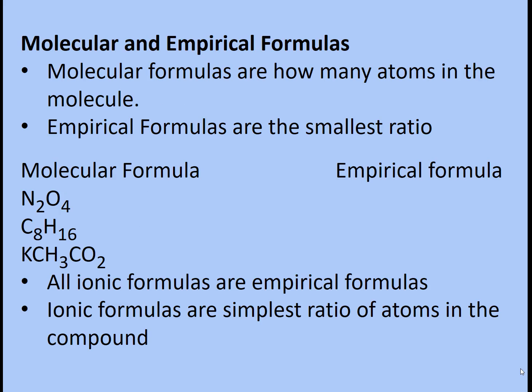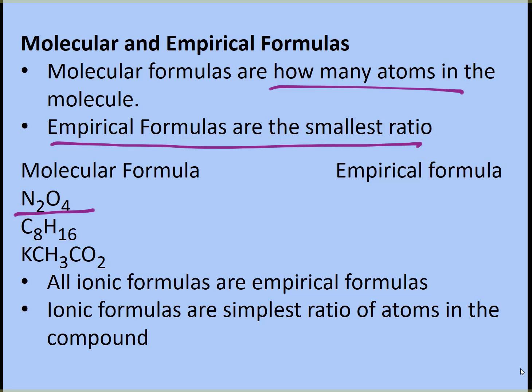Molecular and empirical formulas. Empirical formulas are the smallest ratio. So the molecular formula is how many atoms there are. But if we looked at the smallest ratio, we would call that the empirical formula. So look at this first one, N2O4. If I divided through by 2, I would get NO2. That would be its empirical formula, the lowest ratio.